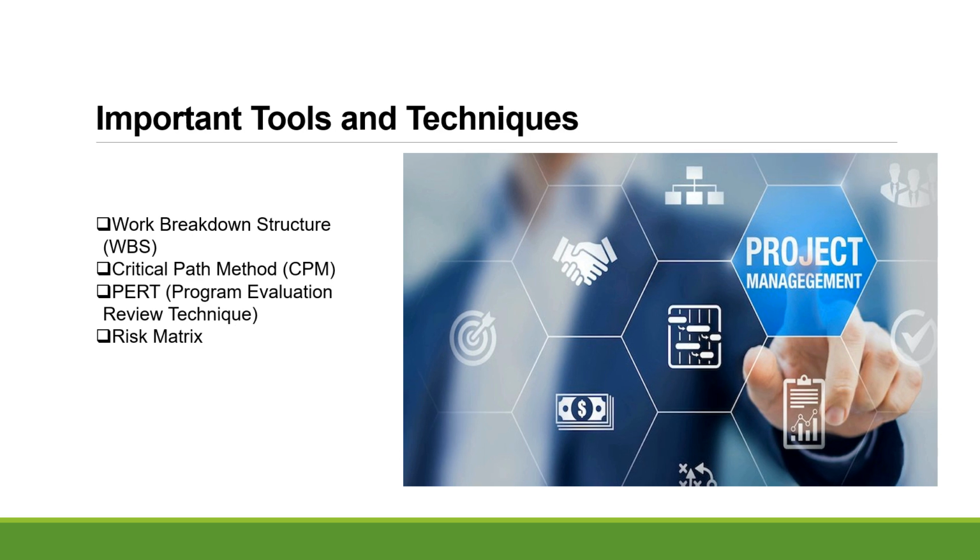Important tools and techniques. Work breakdown structure, WBS. This is a hierarchical decomposition of the total scope of work to be carried out by the project team to accomplish the project's objectives. Critical path method. This is a technique used to determine the shortest time possible to complete a project. PERT, Program Evaluation Review Technique. This is a statistical tool that considers uncertainty and uses probabilistic time estimates for activities.